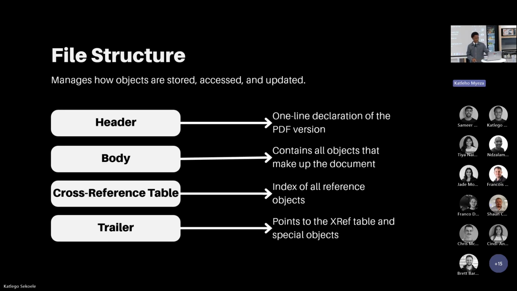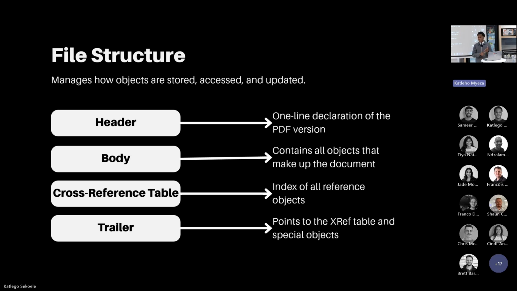So I've already touched on file structure. I'm going to skip over objects because we know basic data types. So again, the file structure manages how objects are stored, accessed, and updated. A PDF file consists of four main parts. The first is the header, then the body, a cross-reference table, and a trailer. So the header is just a one-line declaration of the PDF version. So it'll be something like PDF 1.7 or whatever. The body contains all the objects, all of the data that make up the document.